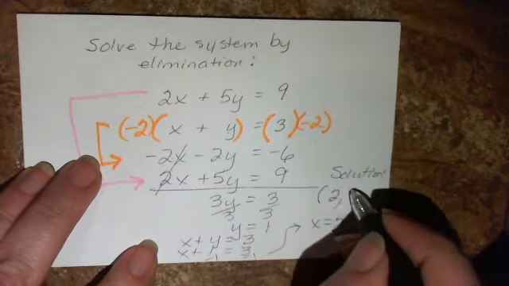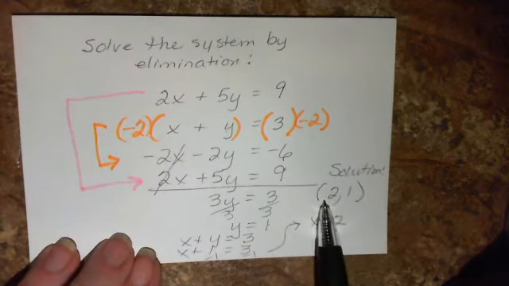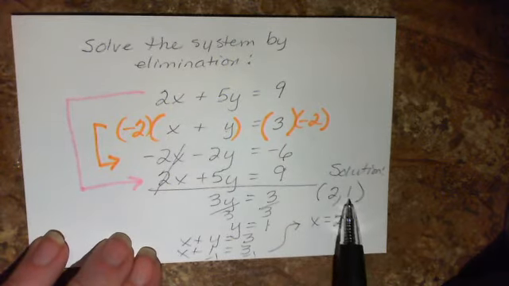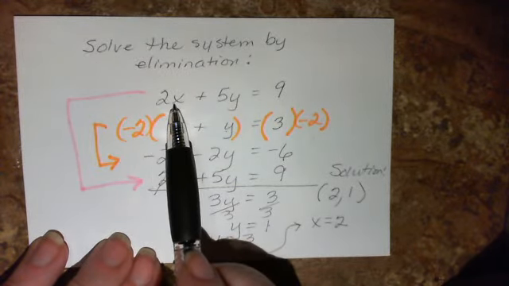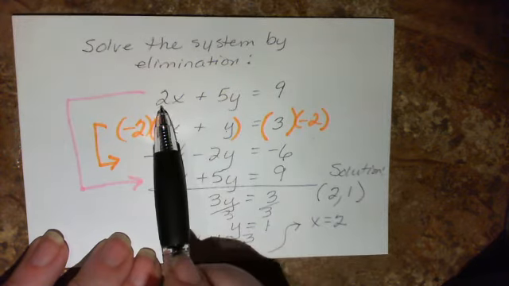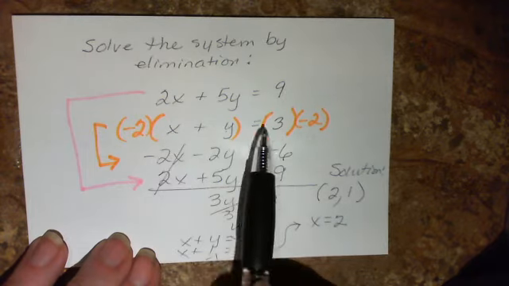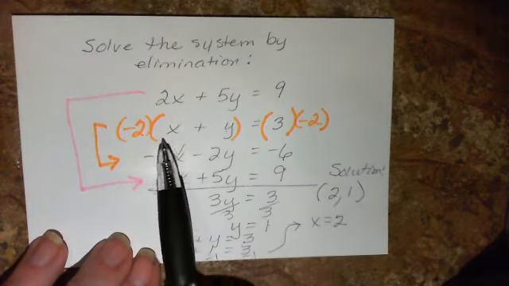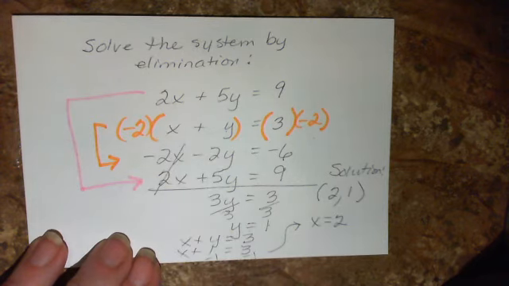X value 2, y value 1. Now remember, we want to check to make sure that that works. So we're going to take the x value 2, y value 1 here to both original equations. 2 times 2 is 4, plus 5 times 1 is 5. 4 plus 5 is 9. That one works. So let's check it here. X plus y is 3. 2 for x, 1 for y. 2 plus 1 is 3. That one works as well.